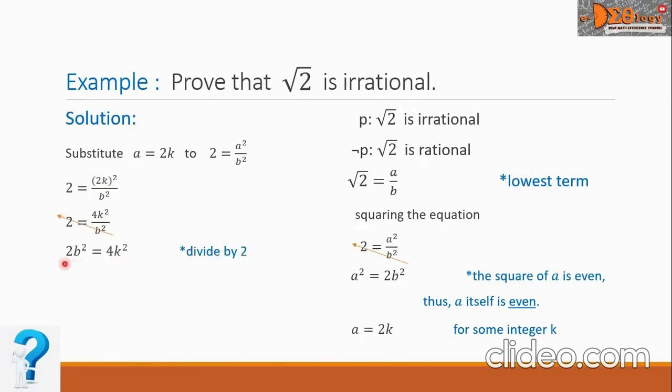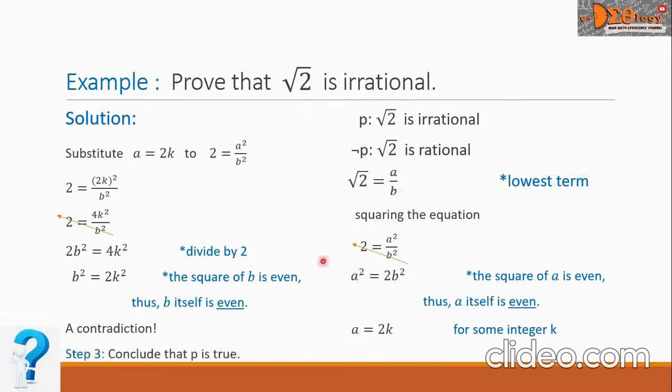Let us divide this equation by 2. So we will get b squared equals 2k squared. The constant 2 on the right side is telling us that the square of b is an even integer. Now it follows that b itself is even. It means we found a contradiction. Our computation here tells us that a is even and b is also even. It contradicts our idea earlier that a over b must be in lowest terms.